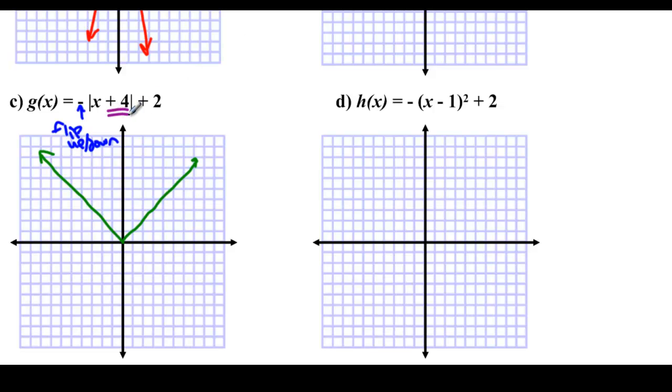This plus 4, that is with the x, so it's the opposite of what it looks like. So that's going to move it to the left by 4. And then this plus 2 right here, that is not with the x. So it's going to be exactly what it looks like up or down. So this is going to move it up by 2.